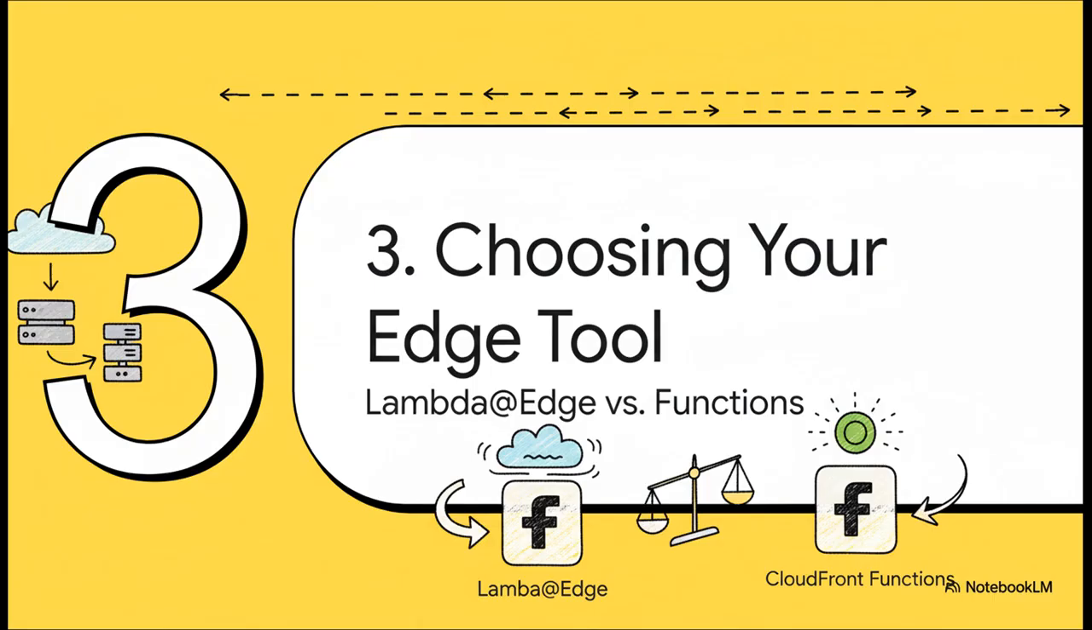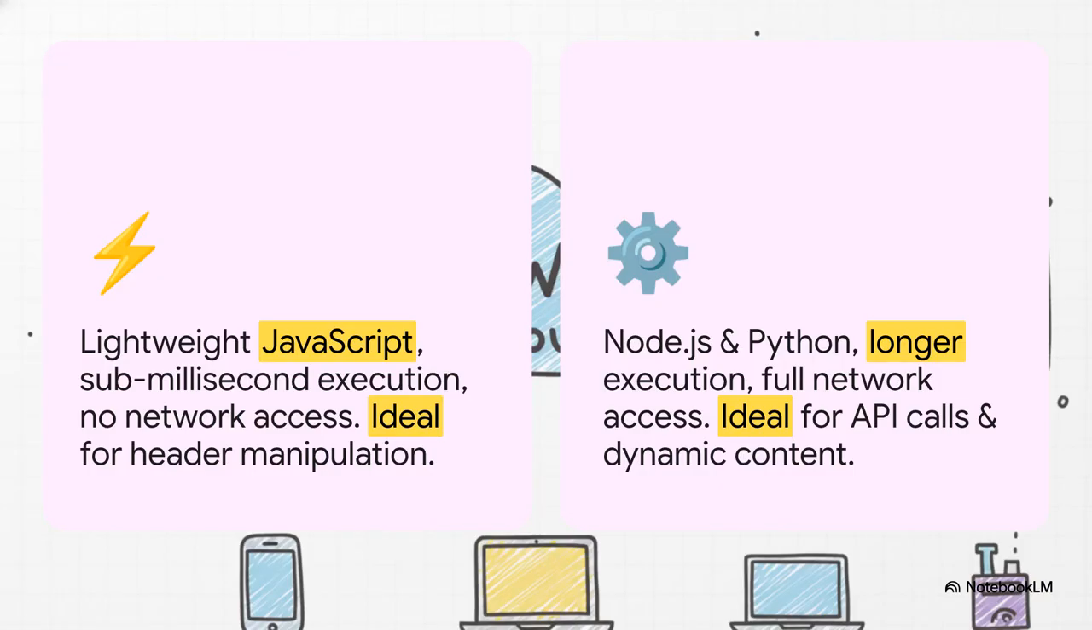We've got Lambda at Edge, and we've got CloudFront Functions. Both let you compute at the edge, but they're built for very different kinds of jobs. It's all about picking the right tool for the task at hand. Let's break them down. Think of CloudFront Functions as a scalpel. They're tiny, super lightweight JavaScript functions that run in less than a millisecond. They're cheap, they're fast, but they can't access the network. Perfect for simple things like changing headers.